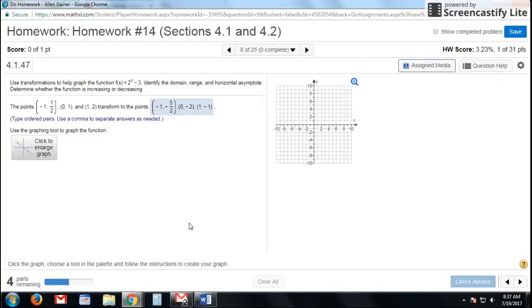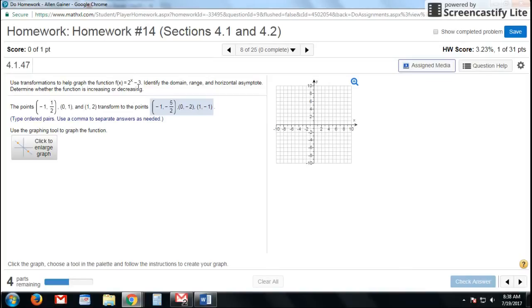Here is a problem that may be giving you trouble with your homework. We are supposed to graph the function f of x is equal to 2 to the x minus 3 by using transformations away from 2 to the x power. Well, we've first been given some ordered pairs that would be part of 2 to the x, and we're asked to decide what this minus 3 at the back will do to each of these ordered pairs.